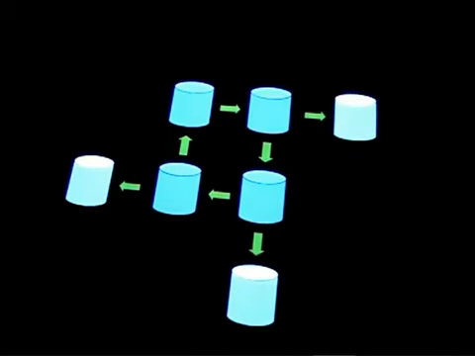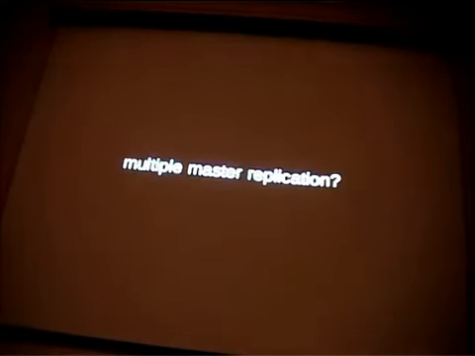Yes? How does the ring know to stop? When it gets around to the number one? Give me a couple of slides. Sorry. So, it all works well. How does this achieve multiple master replication? I'll get to that in a minute.